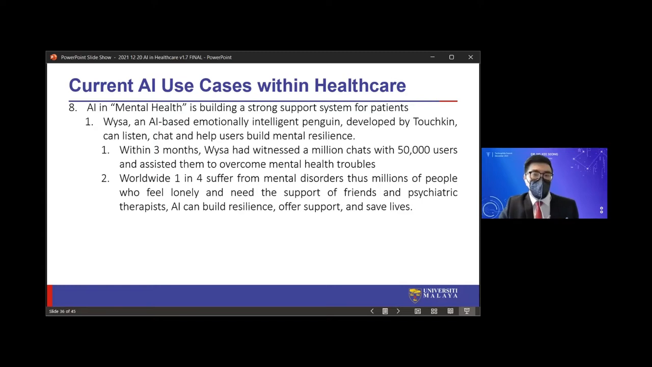And this is actually a really important advancement because from WHO data, we know that at least 1 in 4 persons, 25% of the world, actually suffer from mental disorders. And these are people who feel lonely and need support of friends and psychiatric therapies. And this is where AI can potentially offer some help, especially with the difficulty we have with face-to-face contact right now.